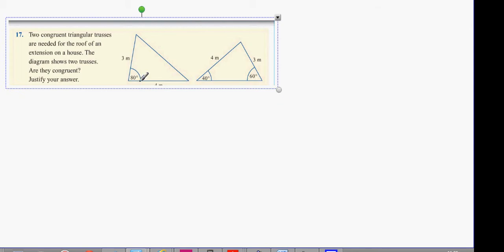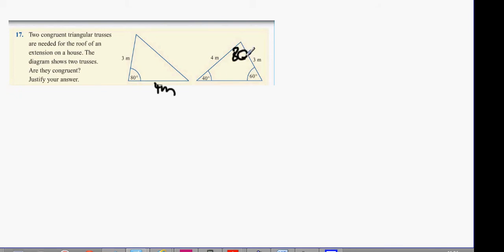Number 7 in. When you look at number 7, what's this down here? Is that 4 meters? Two congruent triangular trusses are needed for the roof of an extension on a house. The diagram shows the two triangles. Are they congruent? Justify your answer. 60 plus 40 is 100. 100 plus this is 180.